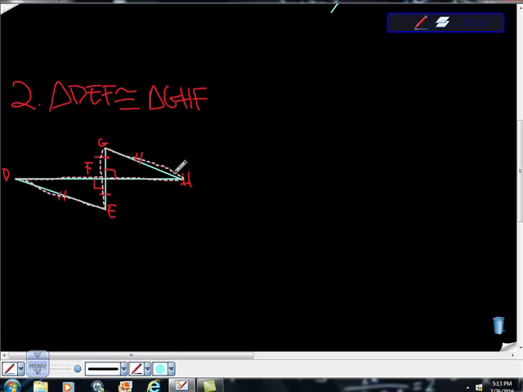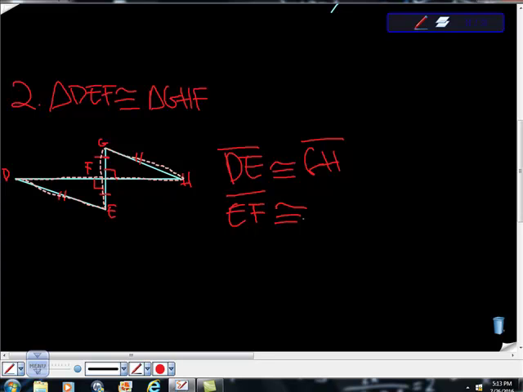So we can see that DE is congruent to GH. However, EF is not congruent to HF, because EF is this shorter leg and HF is this longer leg. So this is not true.